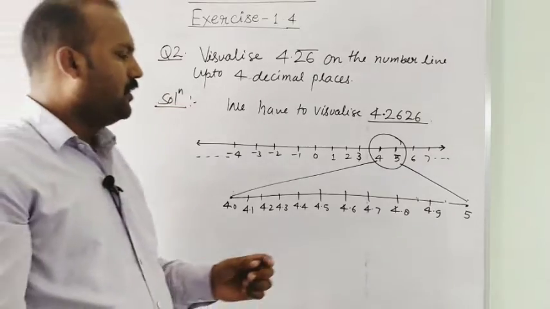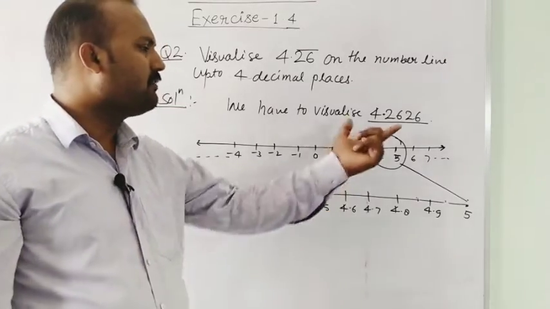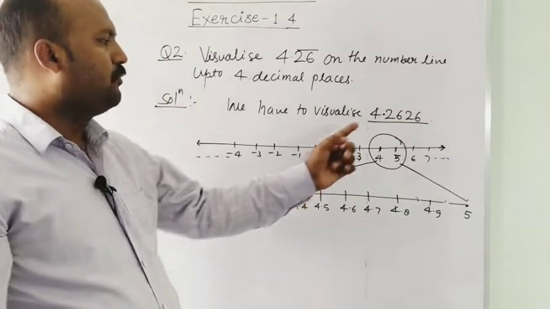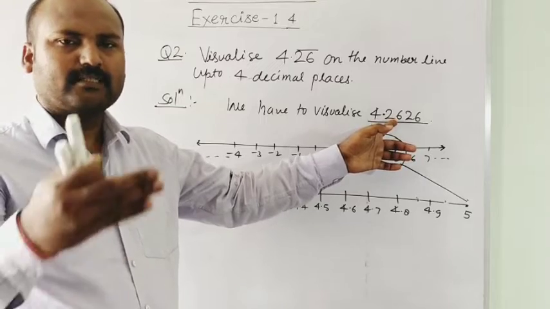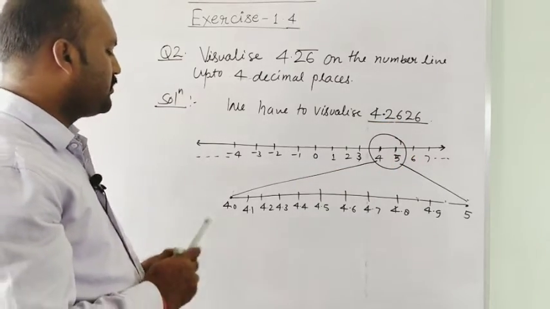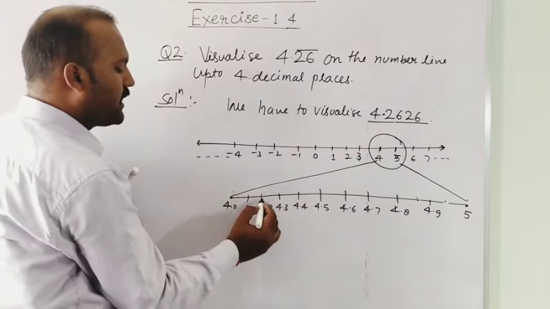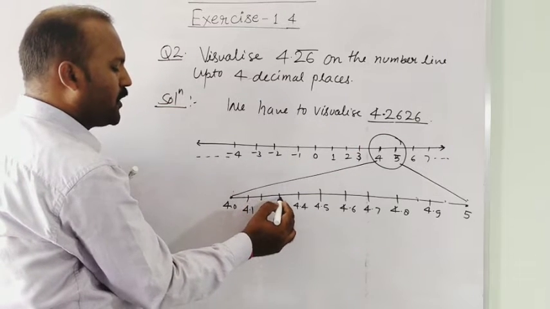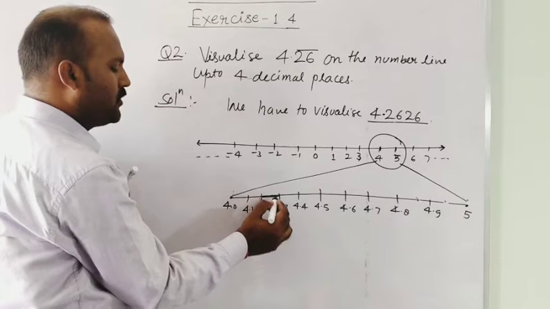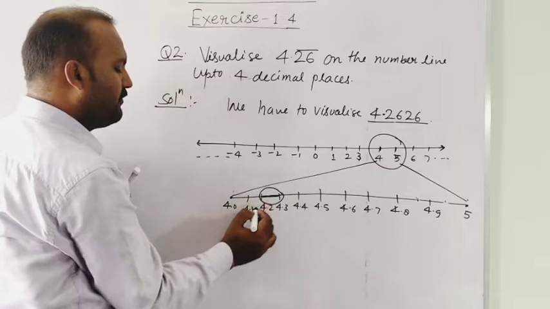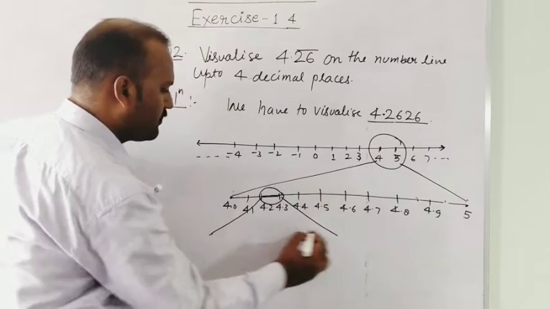Okay, now again compare on this number line in which two numbers the given number is lying. This is 4.26. It is more than 4.2 but less than 4.3. So we see this number is lying between 4.2 and 4.3. So we have to magnify this line. After magnifying this line, you will get it like this.